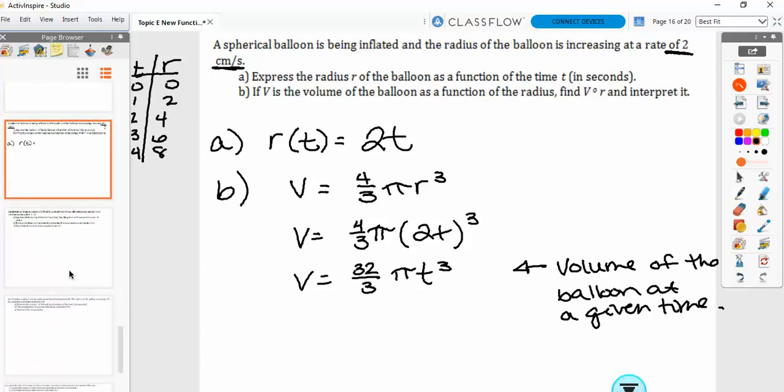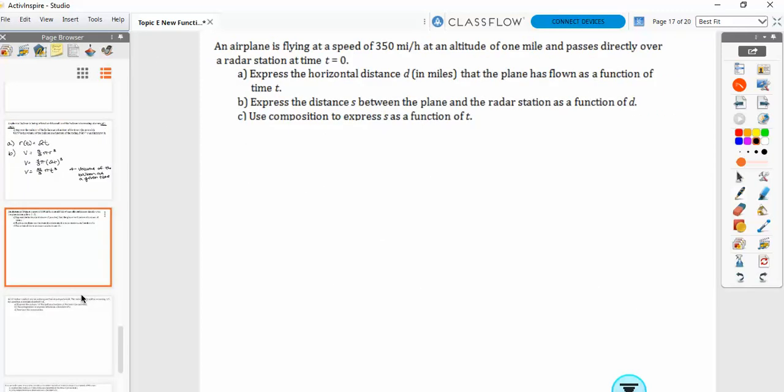Next one. An airplane is flying at a speed of 350 miles per hour at an altitude of 1 mile and passes directly over a radar station at time t equals 0. Express the horizontal distance d in miles that the plane has flown as a function of time t.